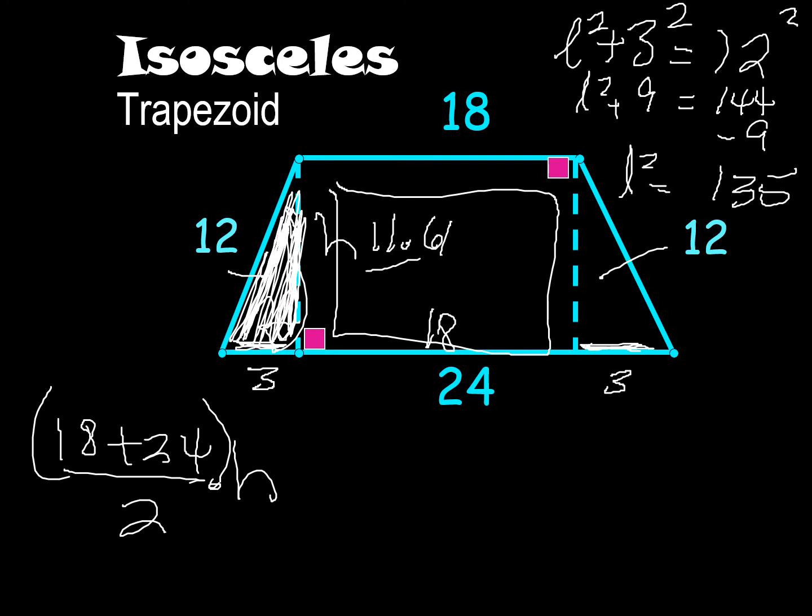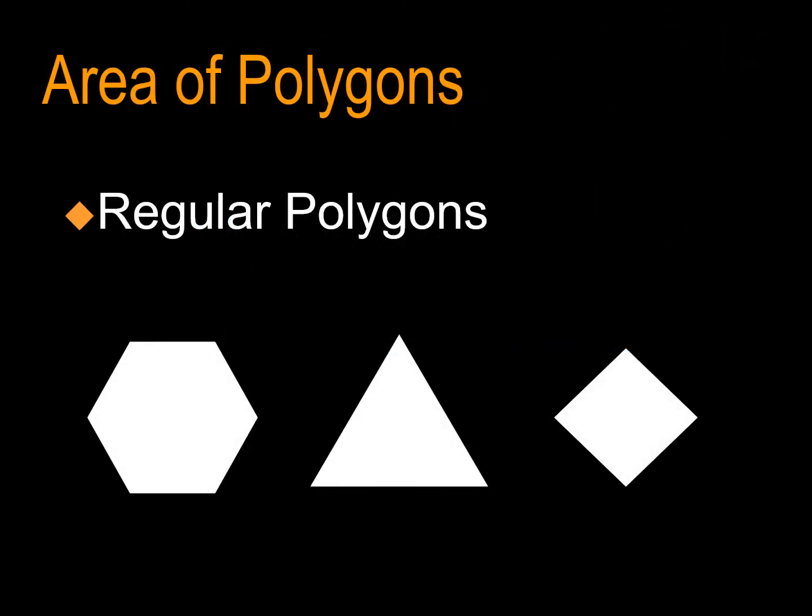Yep, it's a crazy one this time. So all that times 11.61. Let's see if the answer pops up. No, it didn't pop up, so let me work that out. 18 plus 24 divided by 2 times 11.61. 243.8 for that last problem.